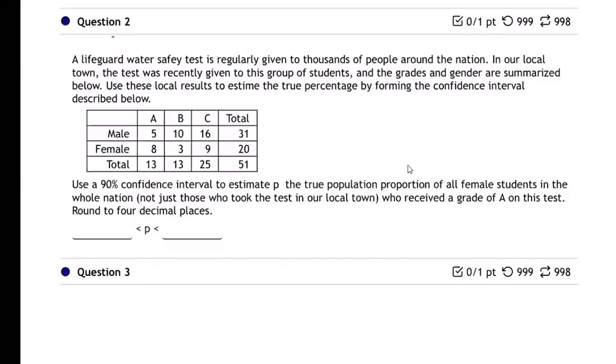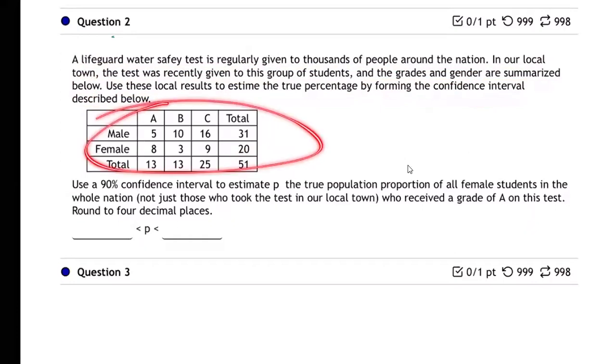Okay, so a lifeguard water safety test. A lifeguard water safety test is regularly given to thousands of people around the nation. In our local town, the test was recently given to this group of students, 51 students, and the grades and gender are summarized below. Use these local results to estimate the true percentage by forming the confidence interval described below.